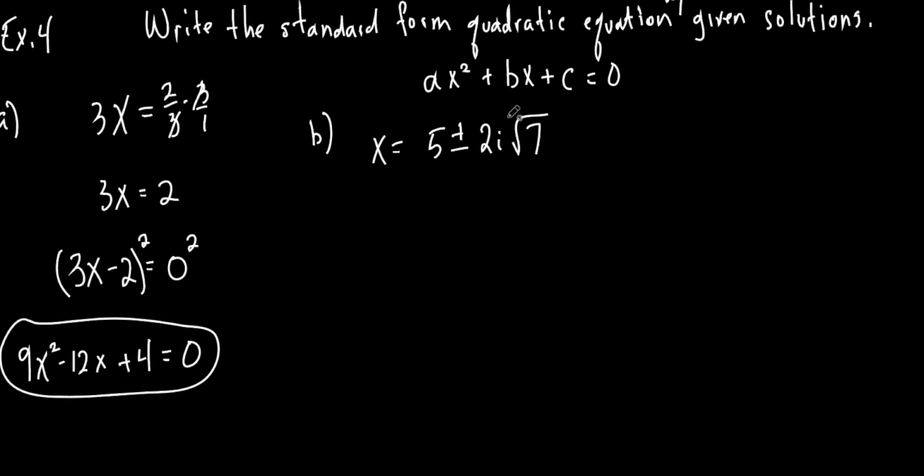What are you trying to do? You're trying to take this and make it look like that. So you want an x in there, but you want something squared, you want an x, you want a constant, and you want it equal to 0. Correct? So what do you think we're going to do?